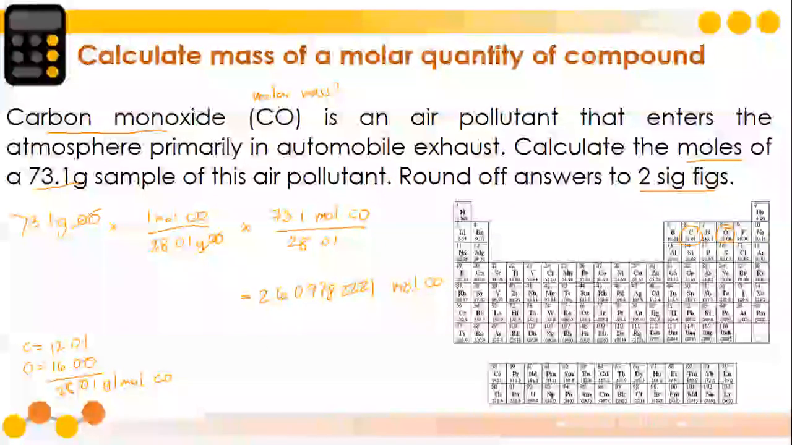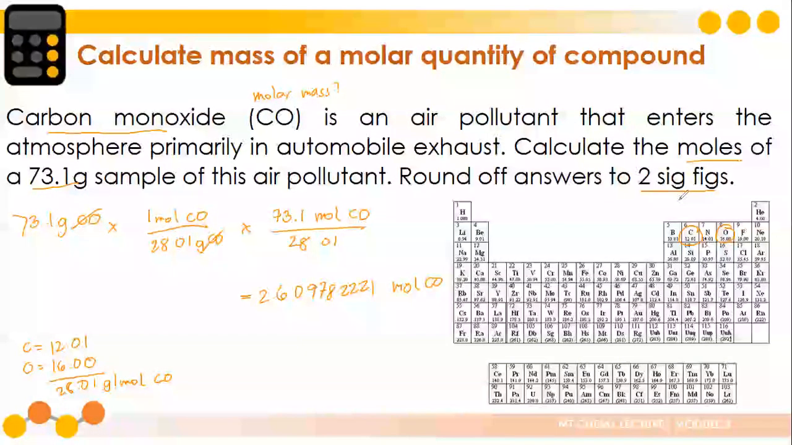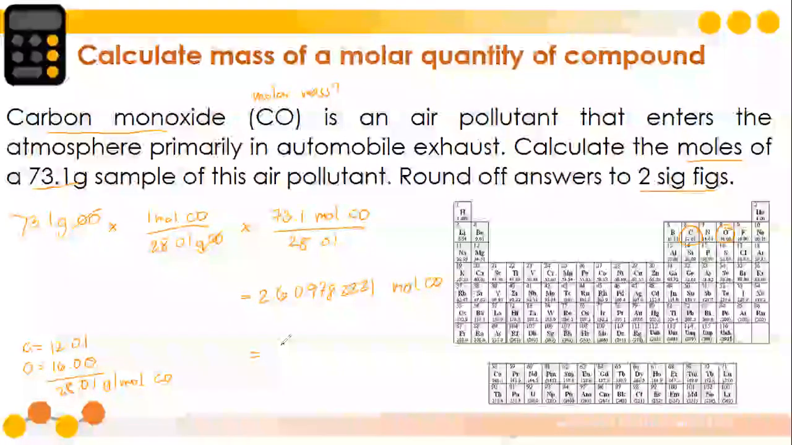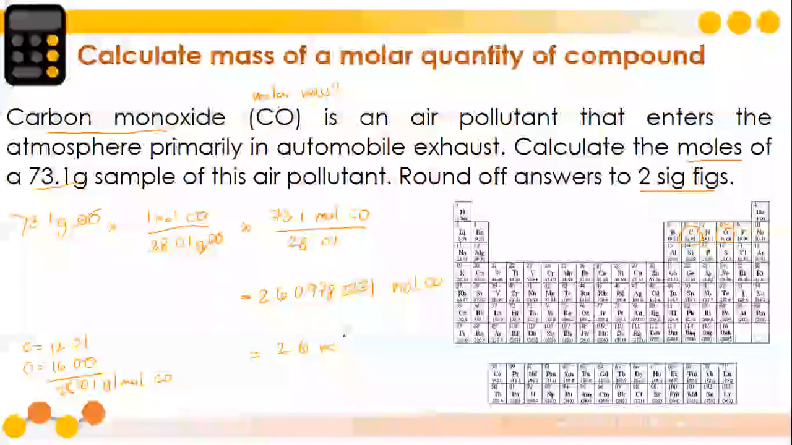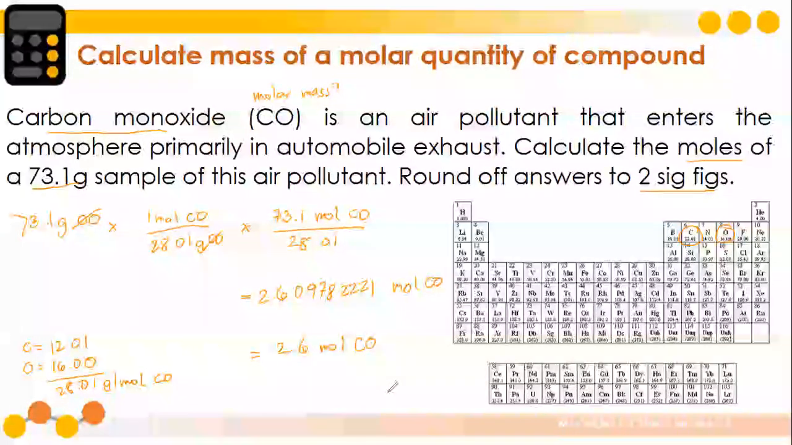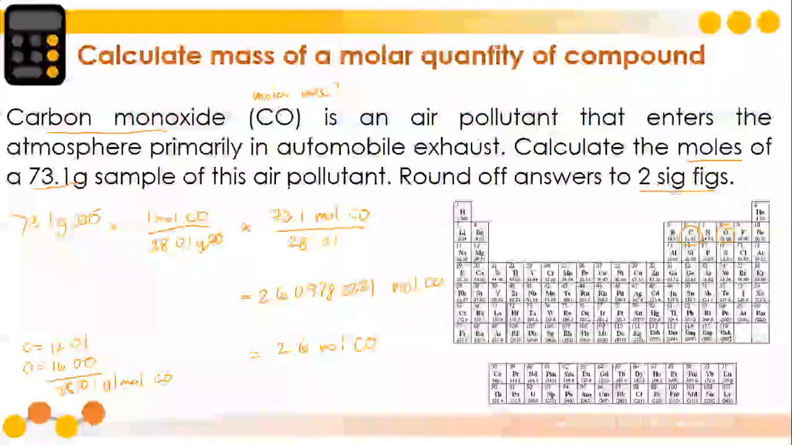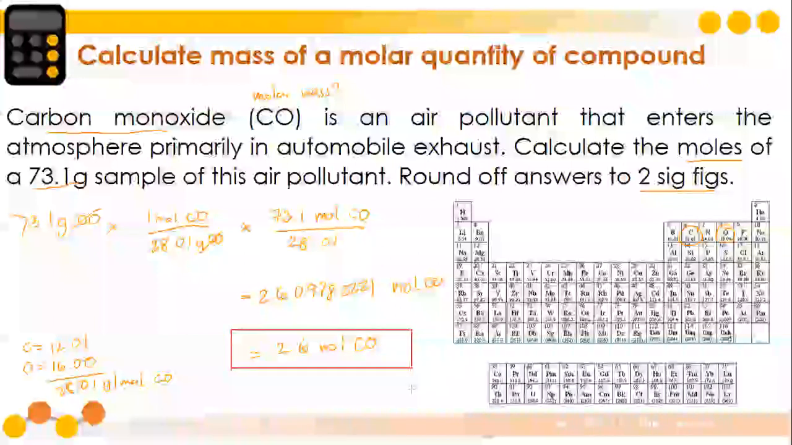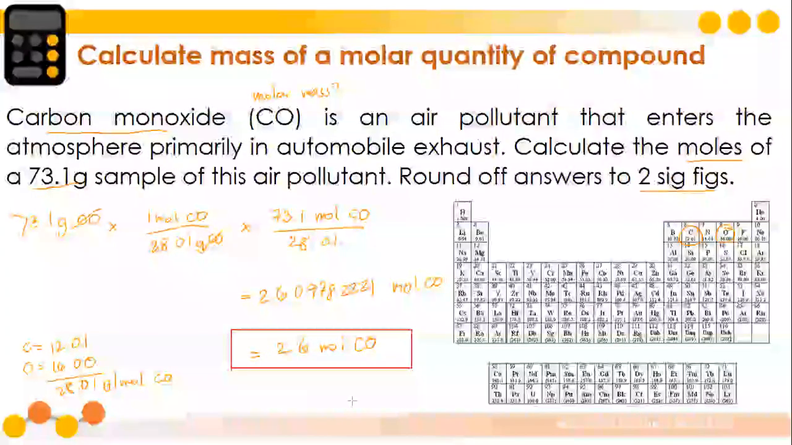Then we have to take a look at the condition wherein you have to round off the answer to two significant figures. So for our final answer, we have 2.6 moles of carbon monoxide. Does it now follow the condition that was given, which is two significant figures? Yes. So this is now your final answer, which is 2.6 moles of carbon monoxide.